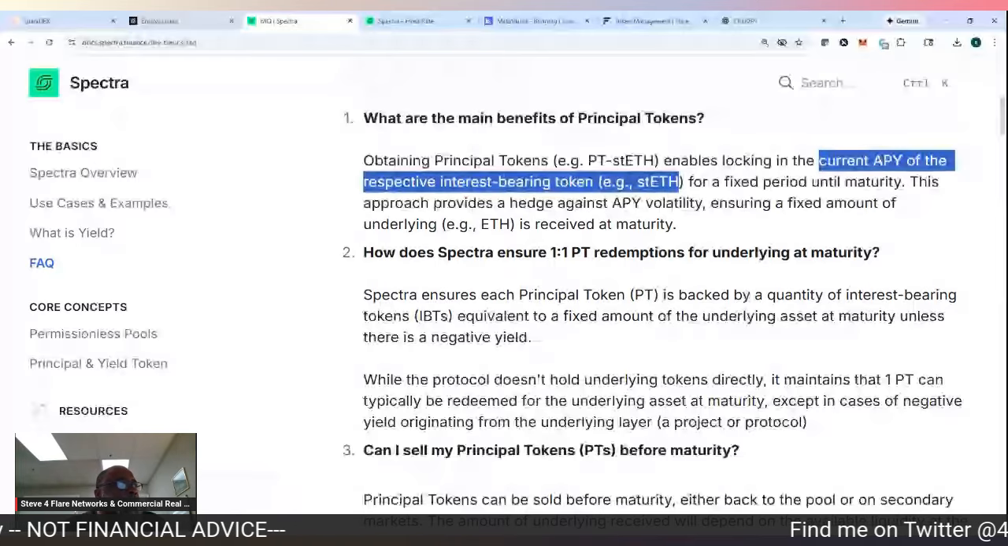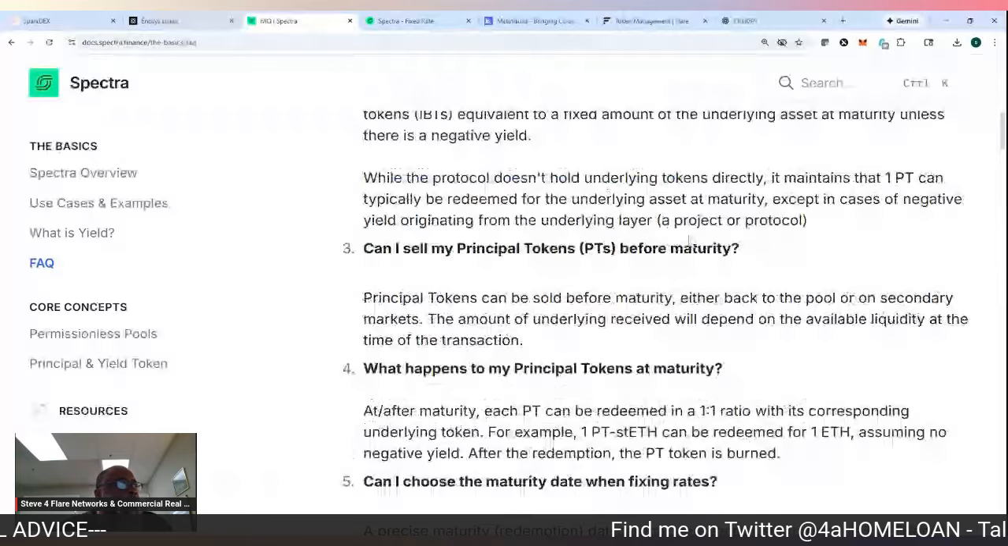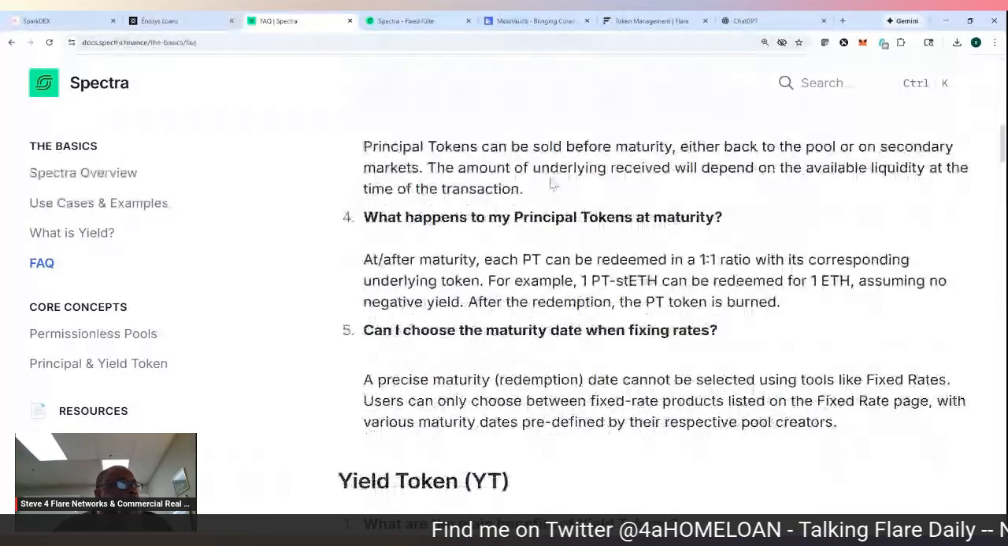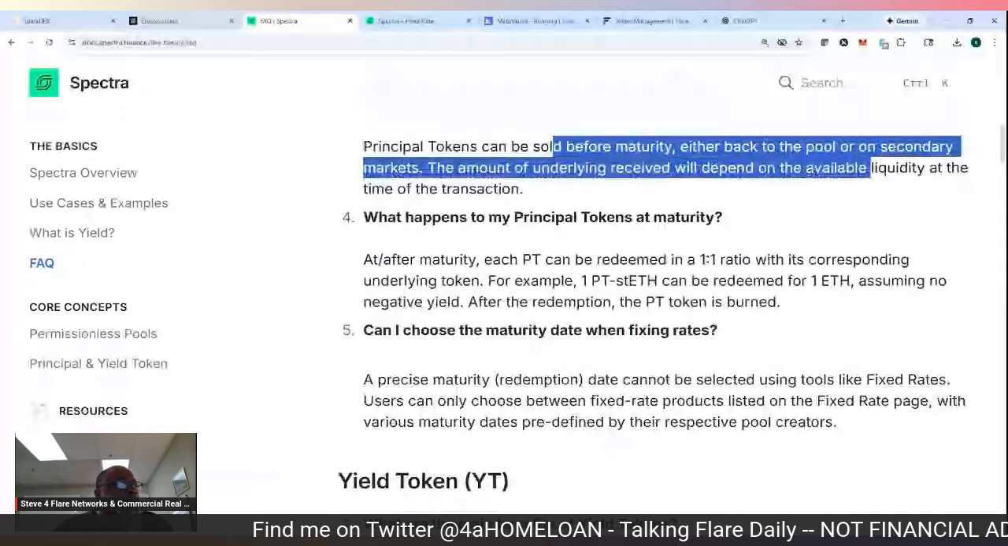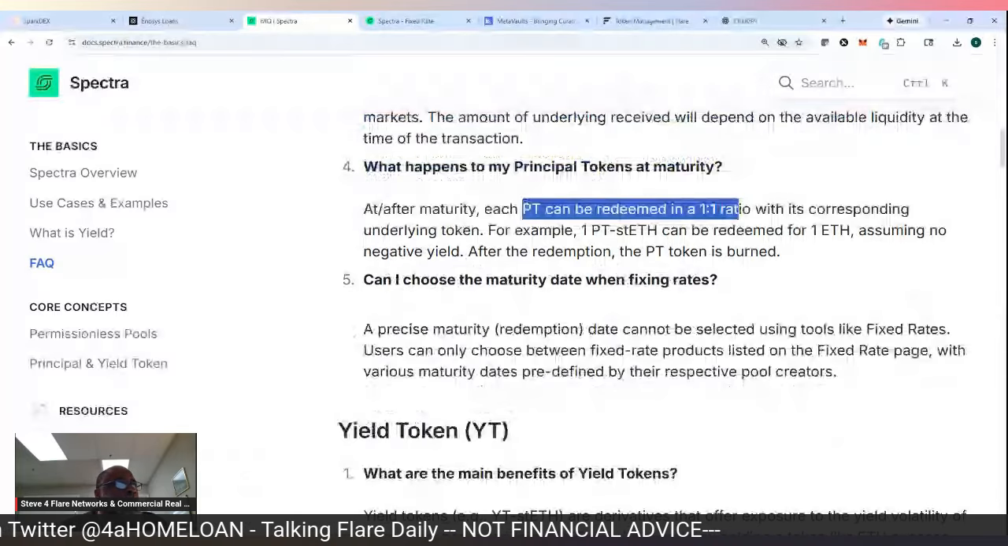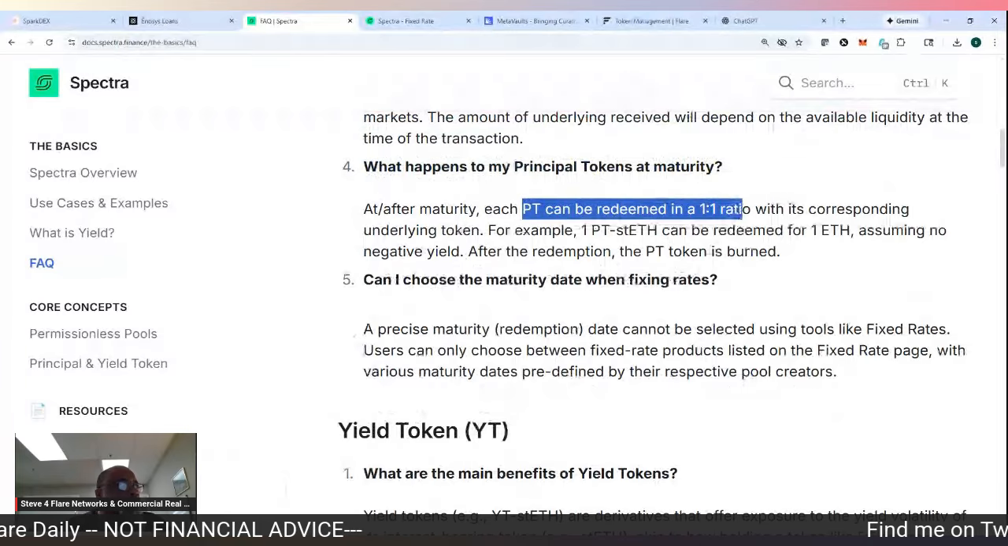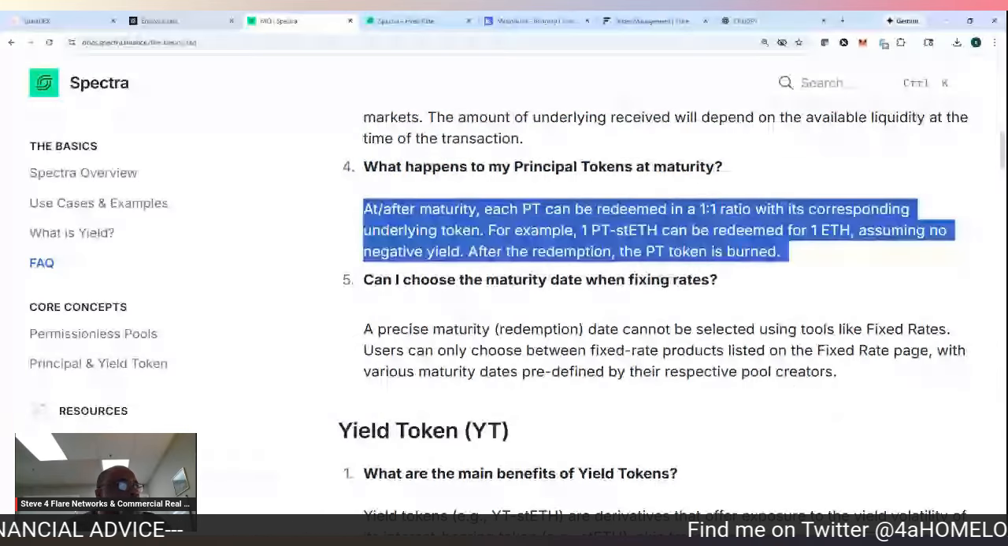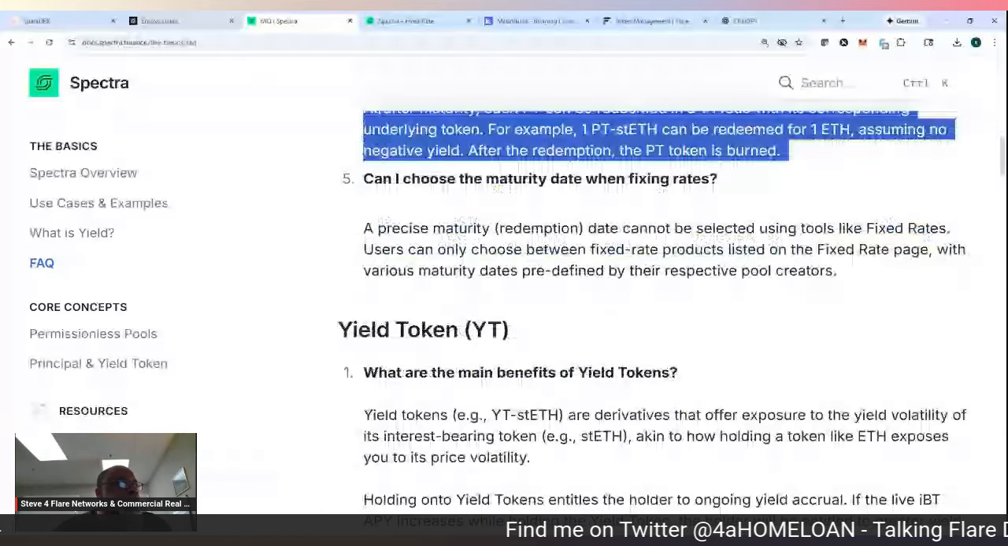Okay, can I sell them before maturity? You can sell them before maturity. Obviously, it's going to reduce the amount of money you're getting, right? The corresponding token, and then the token will be burned. Can I choose the maturity date? No, the platform will do that for you.